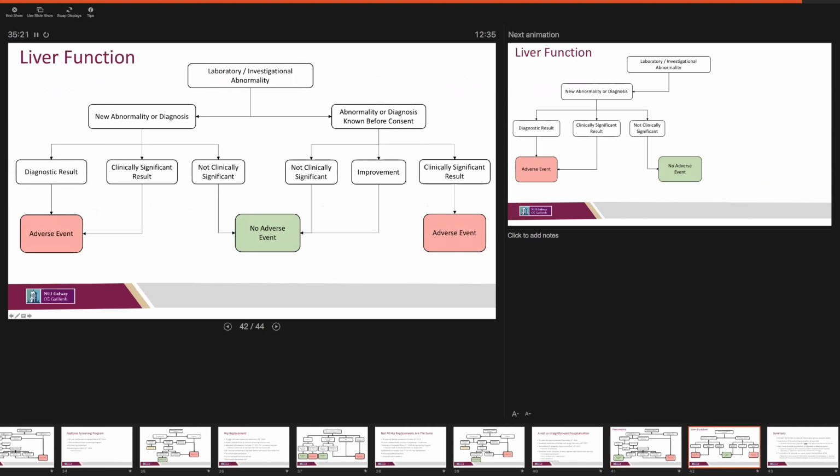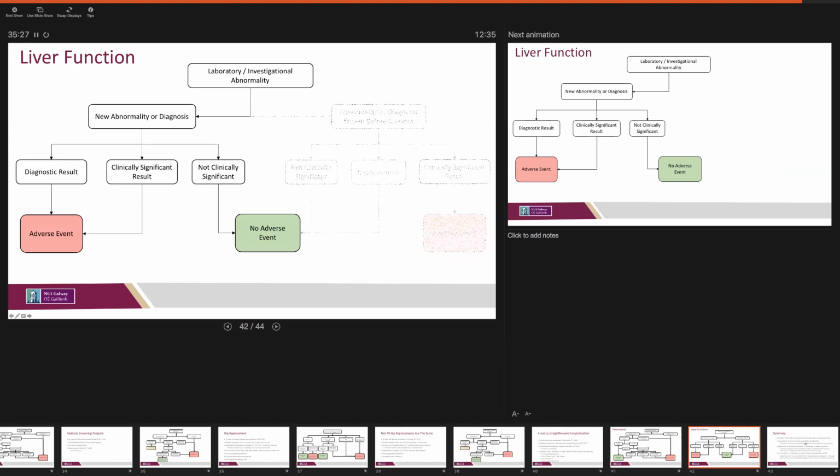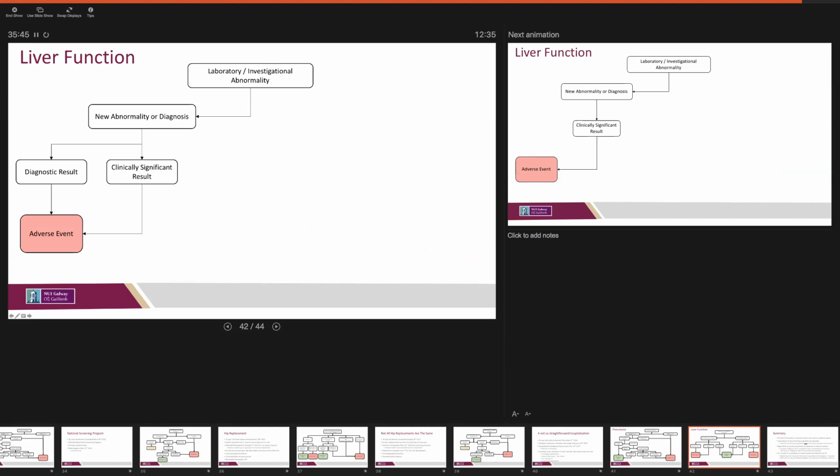For the liver function, he has a laboratory investigational abnormality that was normal before he entered the study that has become new. So the new abnormality is known here. It's not necessarily a diagnostic result, but a series of actions like prolongation of hospitalization would make this a serious adverse event, as well as a set of additional investigations with blood tests, ultrasounds, and review by other people, makes this an adverse event.